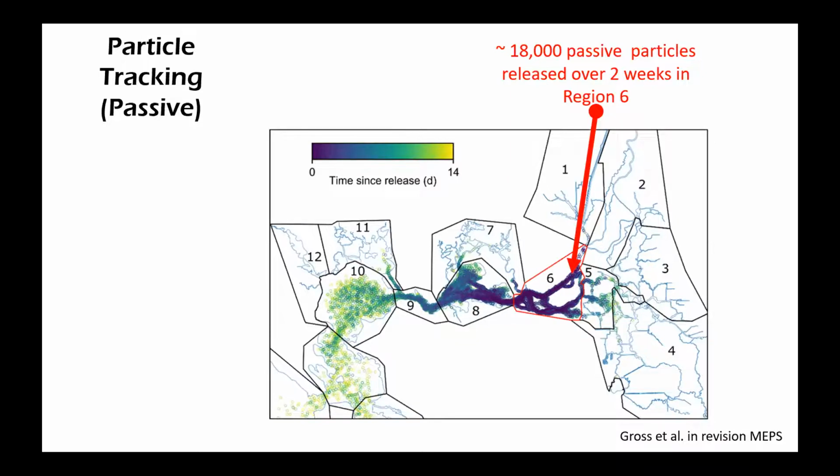This is from a hatching analysis that Ed Gross did. This paper has been reviewed, and we're working on a revision. And these are passive particles released in the region of the estuary that we found had the highest hatching rate. So this is for 2013 flow. And these particles were released over 2 weeks.